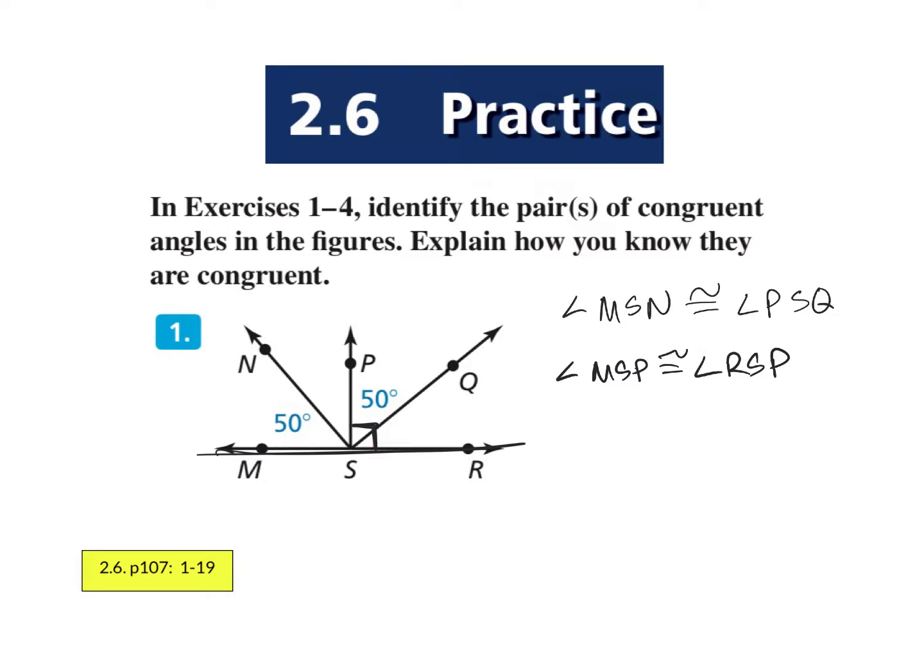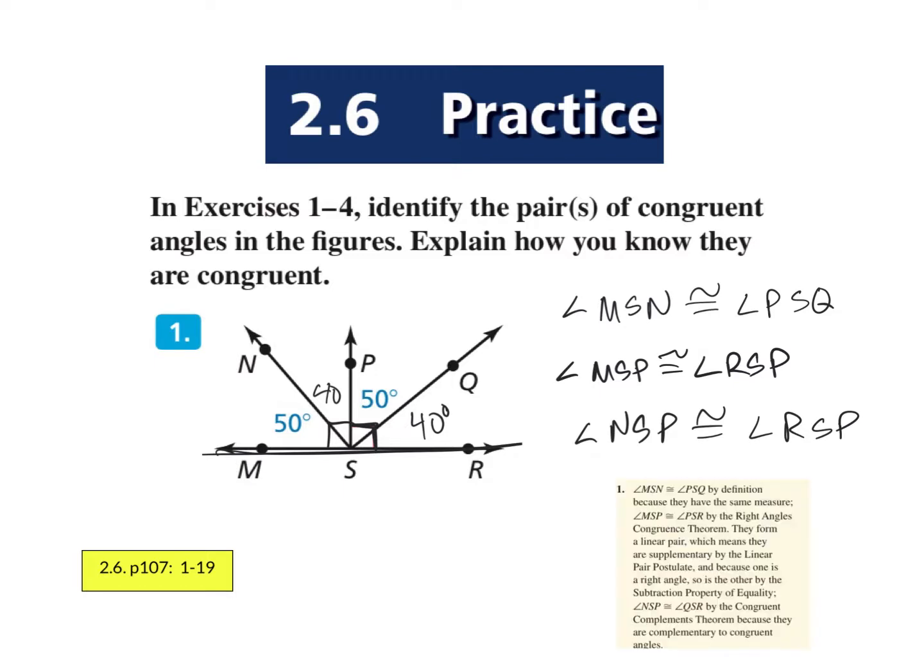And then you could do subtraction and learn that that's 40. If that's 90, then the other side's 90, and if that's 50, this is 40, and you could go and say that angle NSP is congruent to angle RSP. And there are the answers and giving their reasons of why they said what they said.